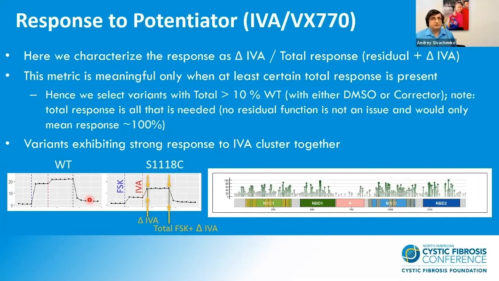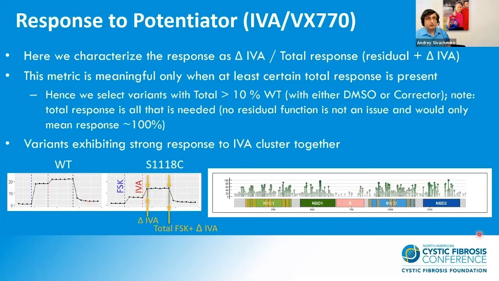So I'm going to select only the variants with total response, residual function plus potentiator on top, exceeding 10% wild type. And since this is more of a structure-activity relation question before everything else, I'm going to include both untreated and corrector-treated samples. I'm literally interested here in all residues where the potentiator can readily potentiate the channel, regardless of how the channel protein got to the cell membrane in the first place.